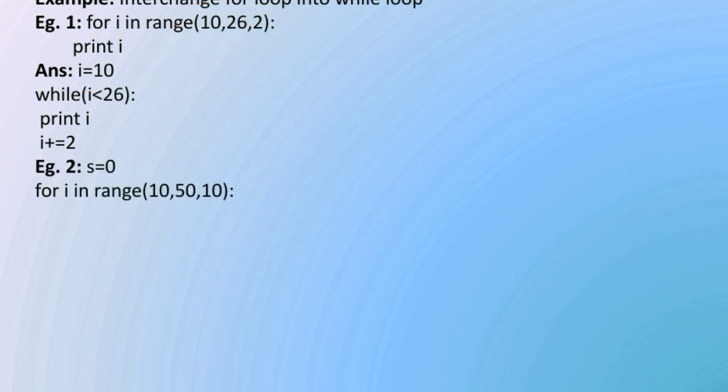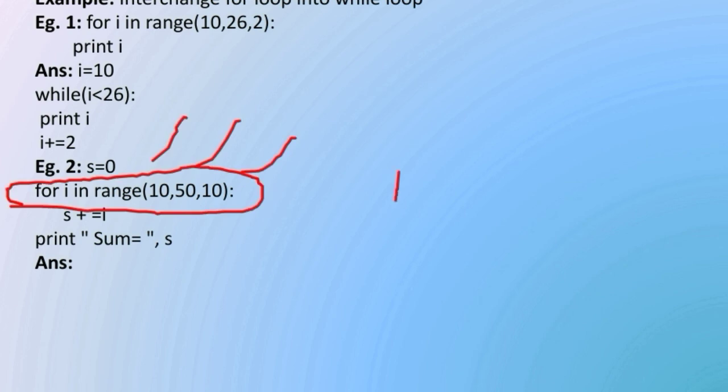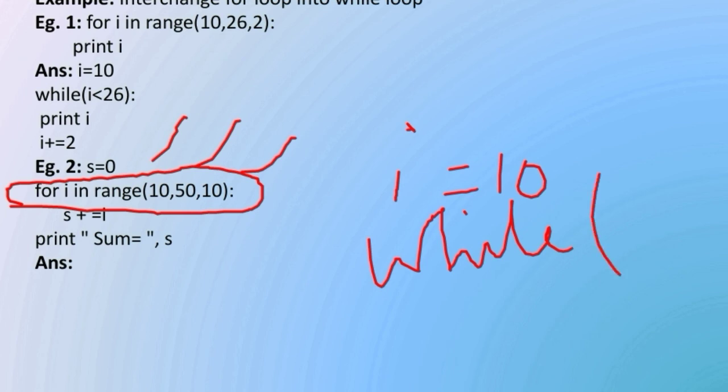Next, s equal to 0, for I in range 10, 50, 10. Next, s plus equal to I, print sum. So we don't need to bother about any statement within the for loop. Variable I is used for initialization purpose. I equal to 10. The statement is while condition, I is less than 50. Next statement is the sum statement, that is s plus equal to I. The for loop contains a single statement, that is s plus equal to I.